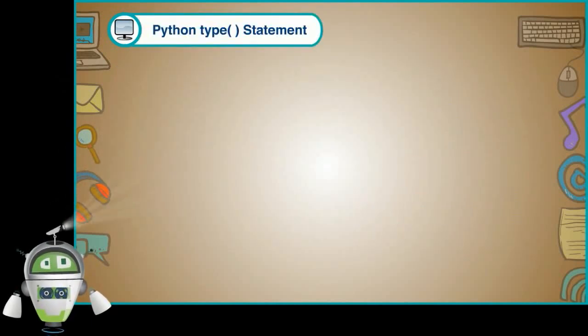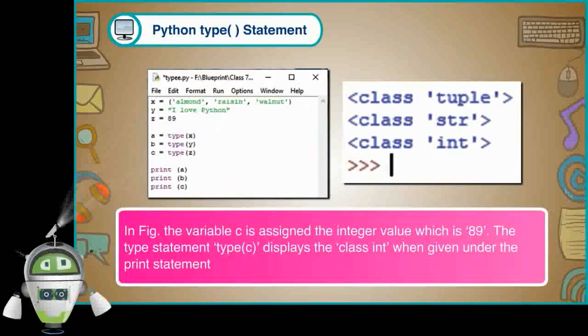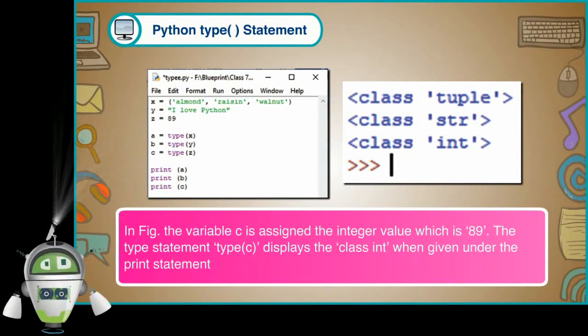Python type statement. The type statement is used to identify the data type of a specific Python object. This function recognizes the quotation marks for string values. If an integer value is written in quotation marks, this function will consider the type as string. In the figure, the variable c is assigned the integer value 89. The type statement type(c) displays the class int when given under the print statement.